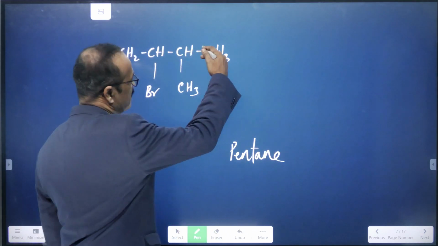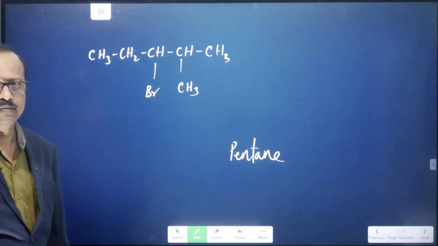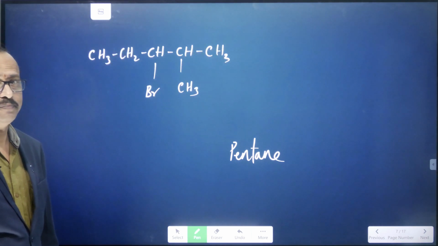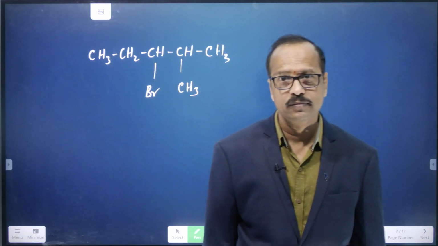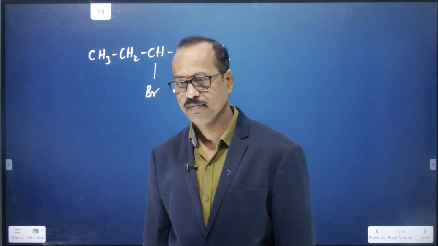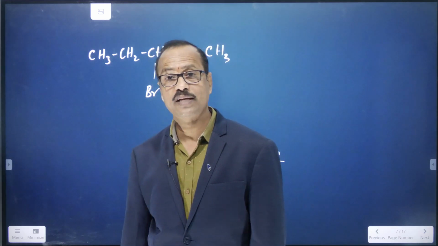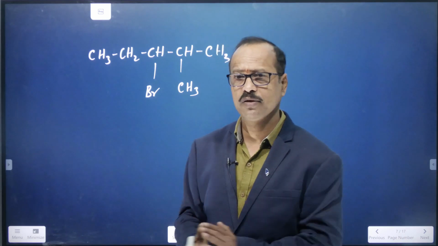So this part is done. Now second part I have. Second part, what I should do? I should give the number to the carbons. Right? So in which direction I can give? In both the directions I can give.